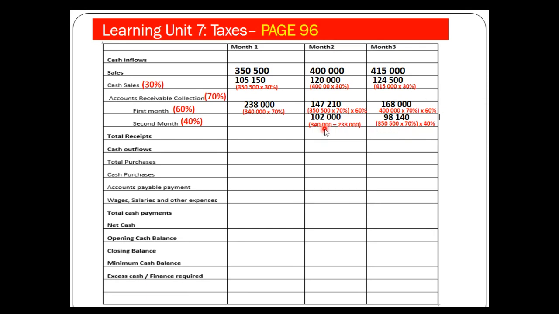Remember this 340. Remember here I said they told us that 70% was collected in what? In month one. I told you that the remainder, which is the 30%, will be collected in what? In month two. This is what I did. So if you say 238 plus 102, can you see? This is the amount we find. So 102 will be here. It is the remainder after collecting what? 70%.